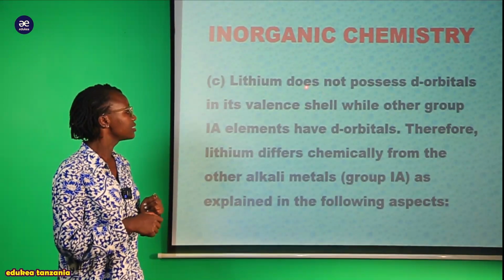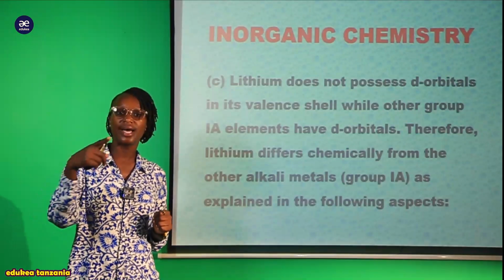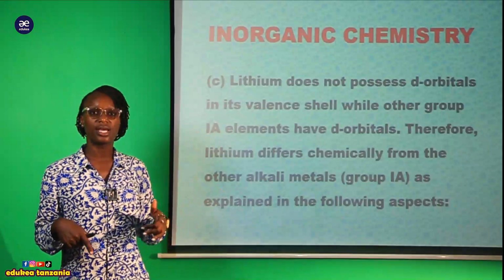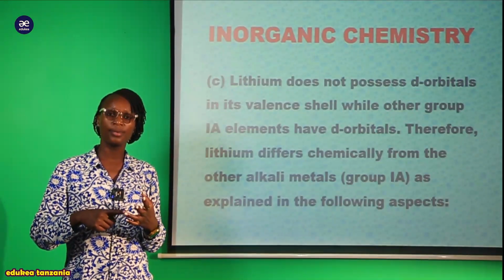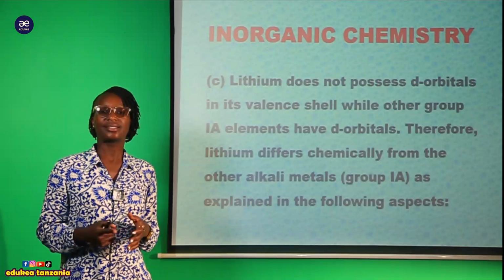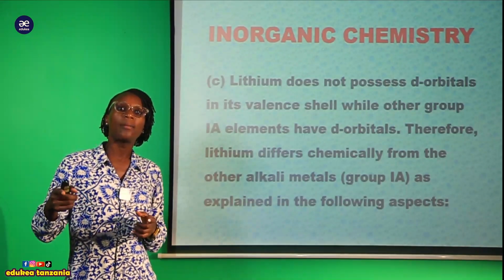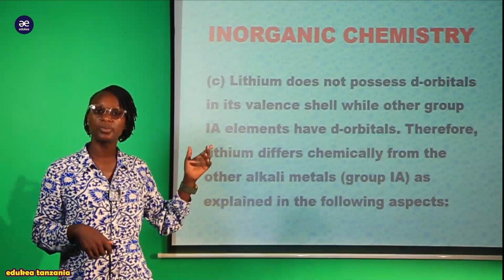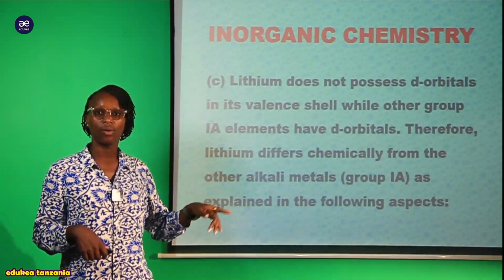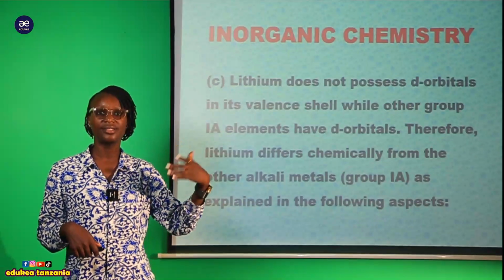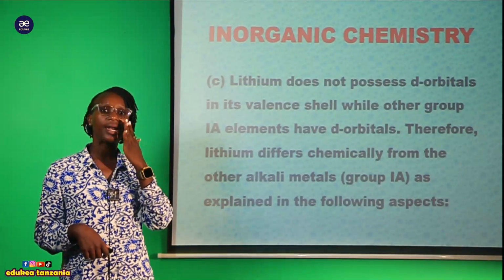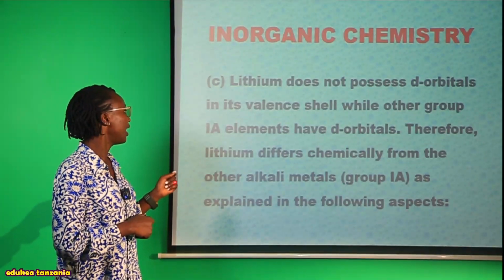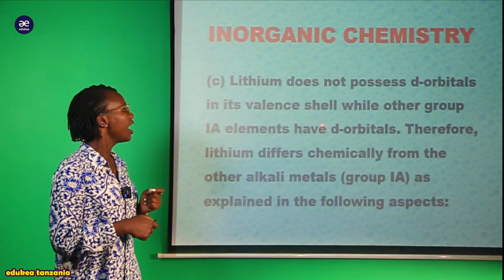in its valence shell, meaning we are talking about the outer shells, because as the shells increase, the number of orbitals can be larger. For instance we have s orbital, p orbital, d orbital and f orbital. Now if we have a d orbital, it means the energy level is equal to 4. You see? So you will see that lithium does not possess such a valence shell, its shells or energy levels do not go up to energy level 4. So you will see that it lacks the d orbital, while other group 1A elements have the d orbital.